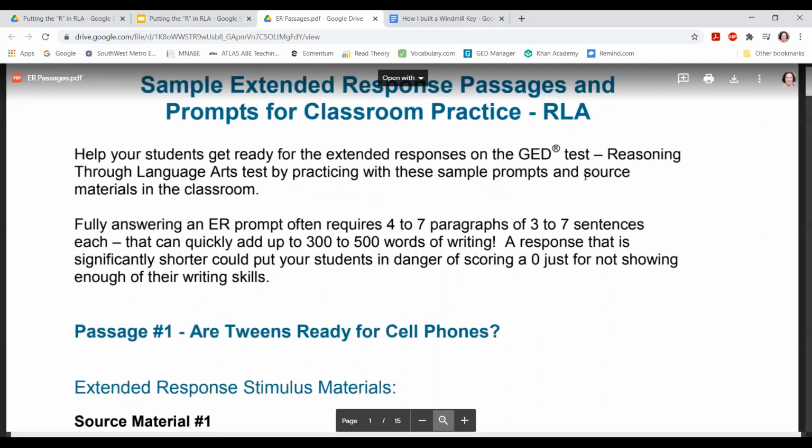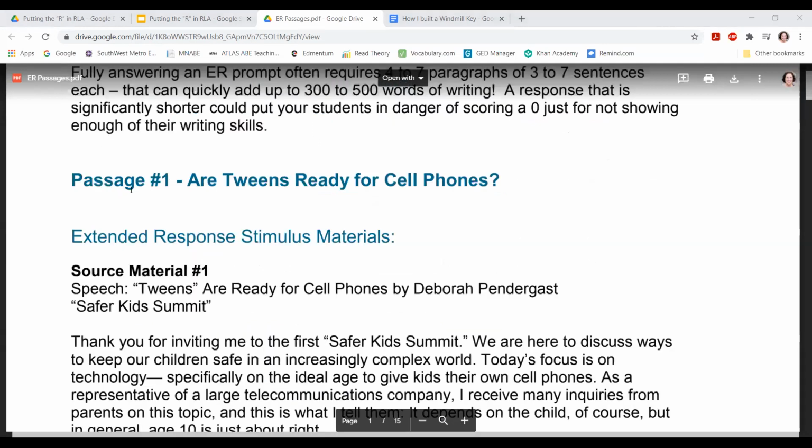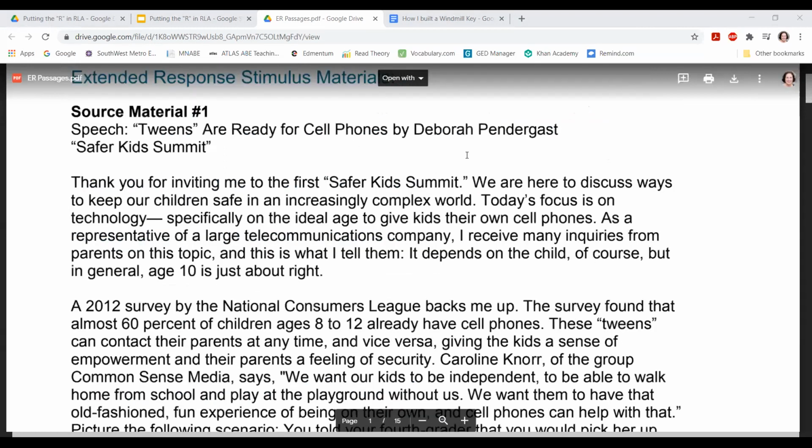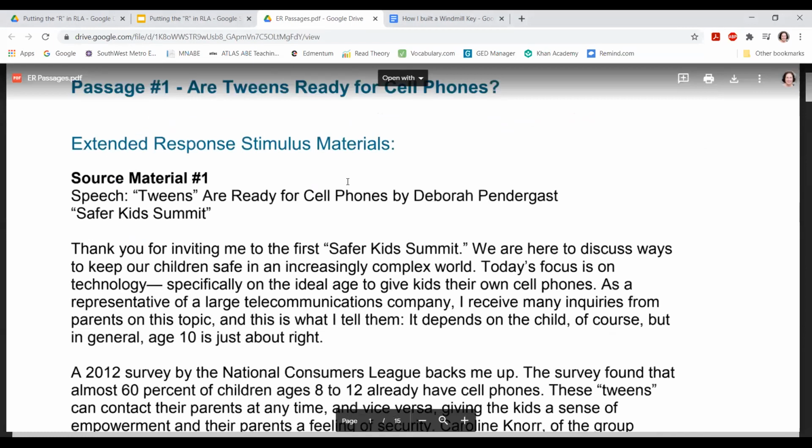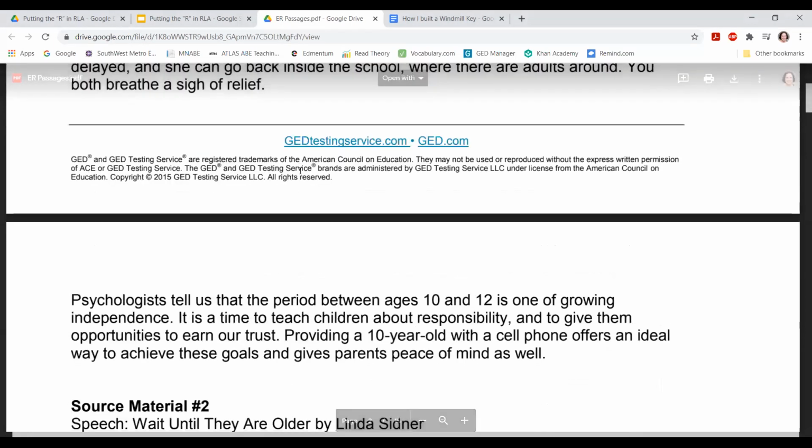Okay. And I think what I'm going to do right now is I'm just going to give you about 5 minutes. And what I'd like you to do is read. We're just going to read the very first article here, source material 1. I'd like you to read passage 1. Are tweens ready for cell phones? And then if you have time, feel free to look at passage 2. So I'll give you about 5 minutes right now.